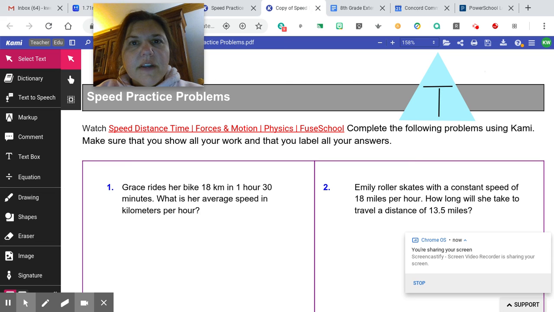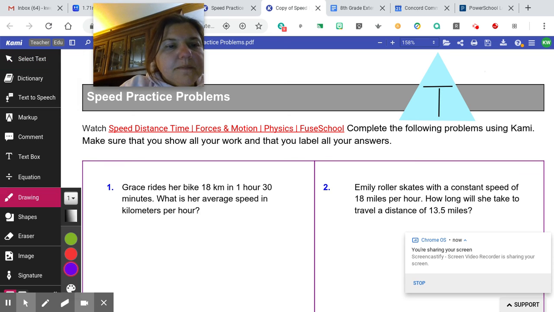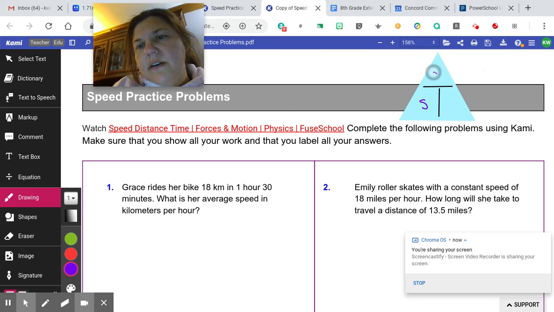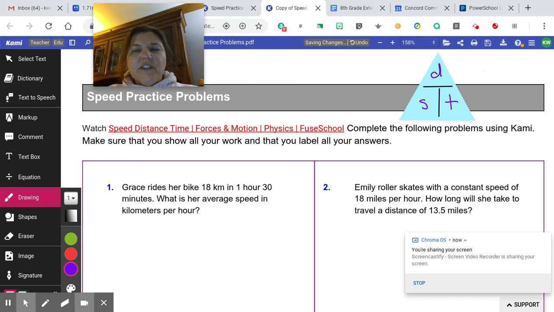And at the end of that video, they gave you this handy little triangle that they called the speed equation triangle. So they put speed here, distance up here, and time right here. And that's really handy in trying to help you figure out which equation to use depending on which variable you're solving for. So let's look at problem one together.